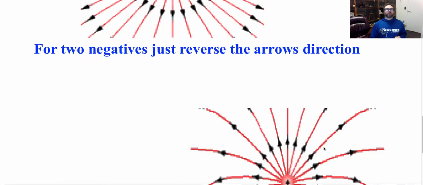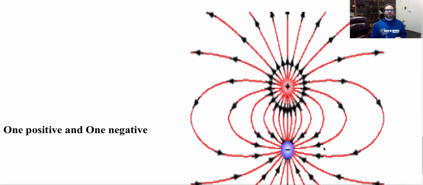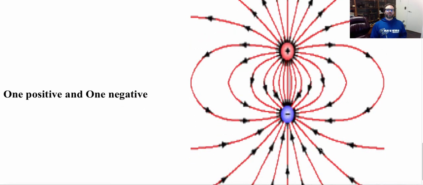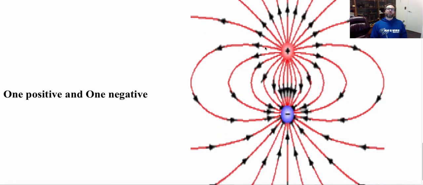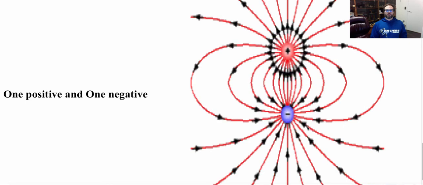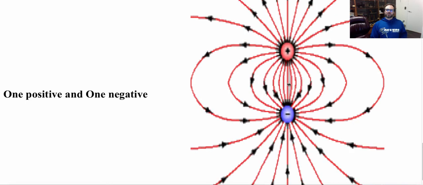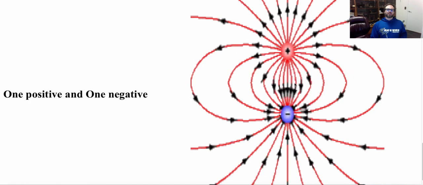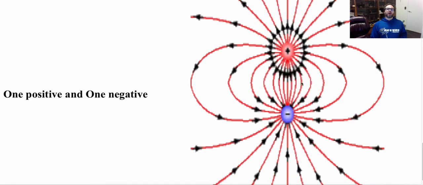Now let's take a look at what happens when I have a positive and a negative. When I have a positive and a negative, everything's going to go from the positive towards the negative. And notice right here in the center, in between them, how close the field lines are together.